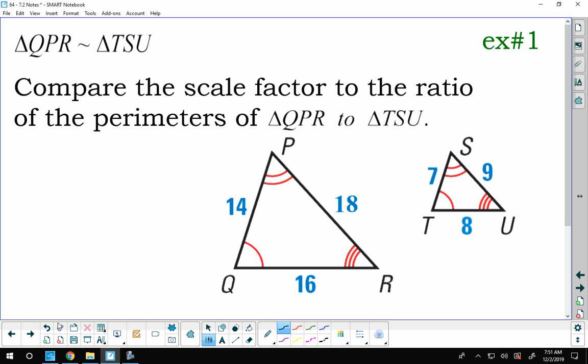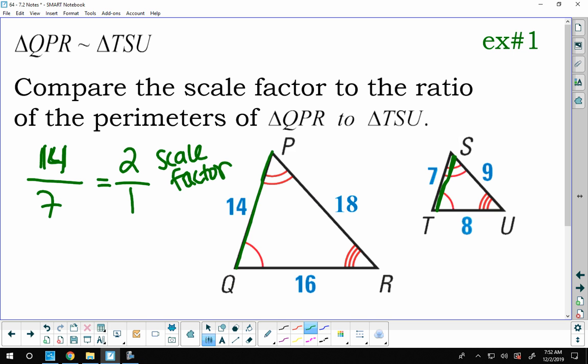So scale factor, doesn't matter. We can just do big over small. We can pick any two sides that we want. It does not matter. So we can just pick 14. So 14 in the big triangle corresponds to 7 in the small triangle. And 14 divided by 7 is 2. And we're going to keep it as a ratio, so we're going to keep it as 2 to 1. So this is our scale factor.